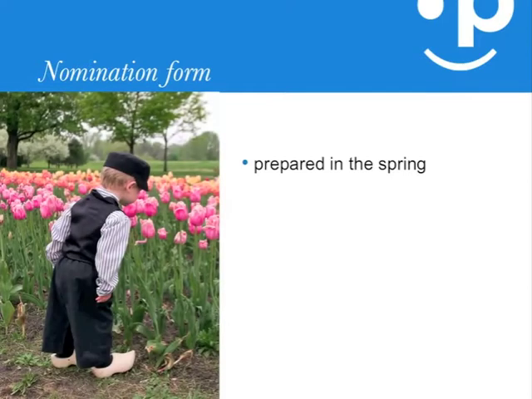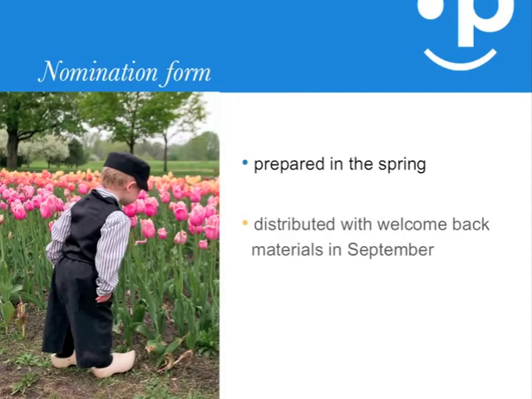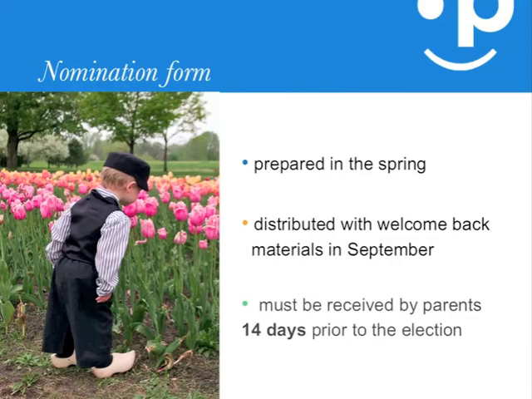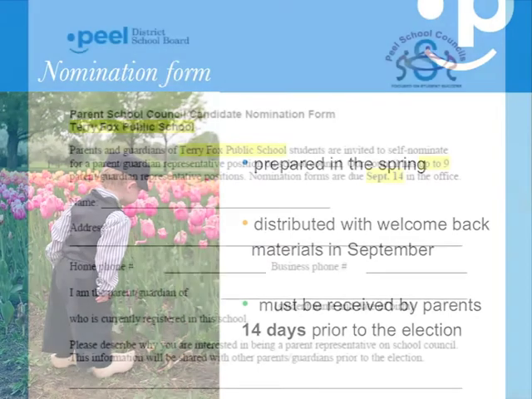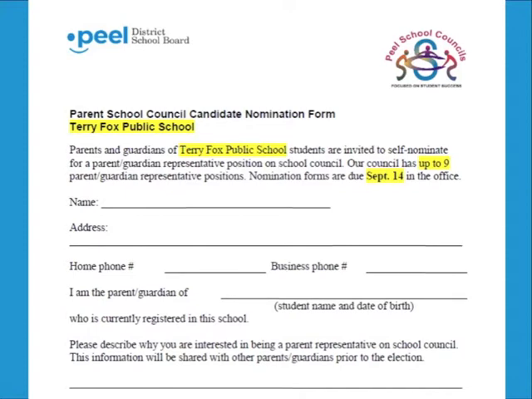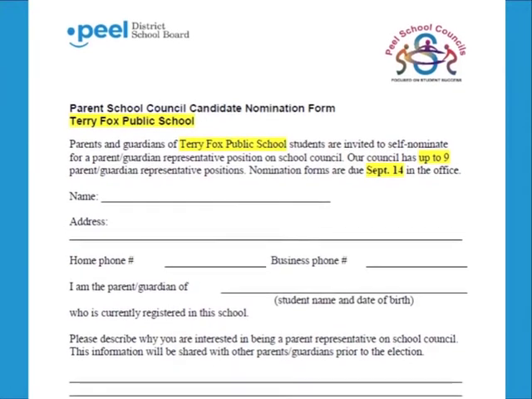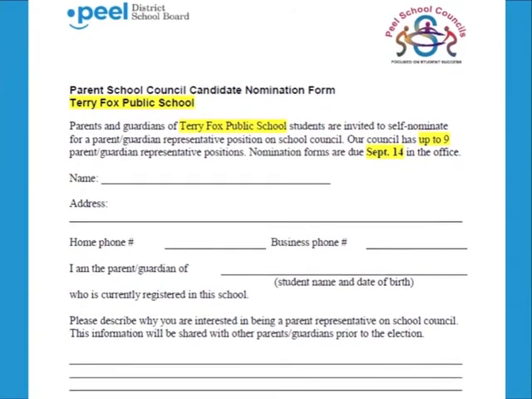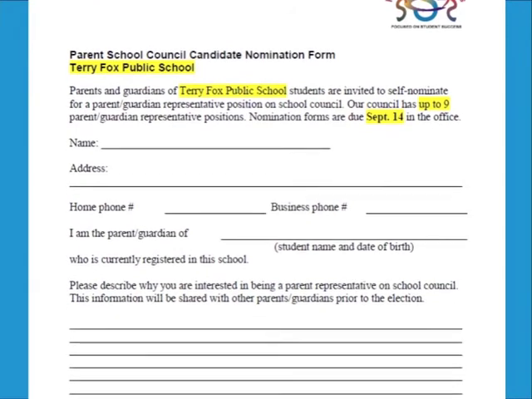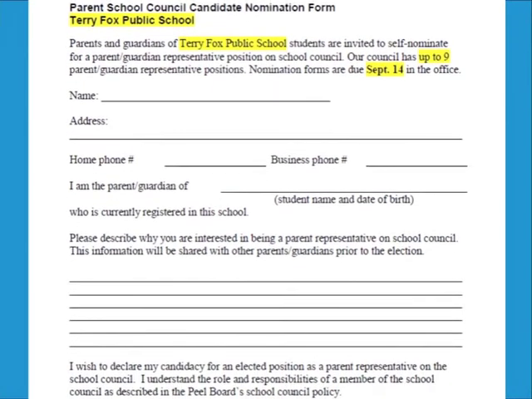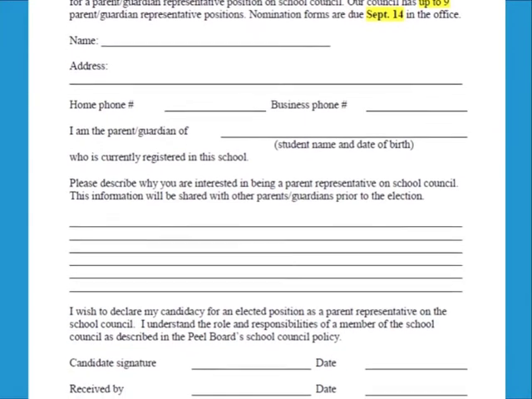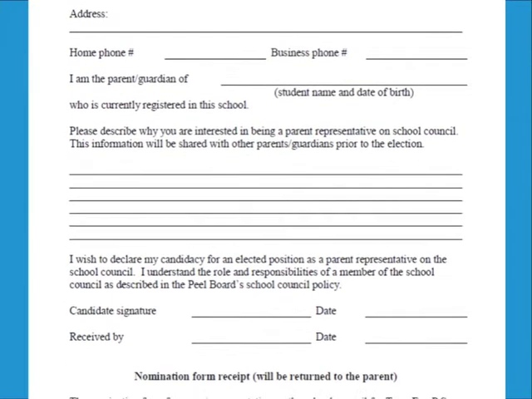It's recommended that these forms be given out with welcome back materials in September, and they must be distributed at least 14 days prior to the election. Here's a sample nomination form. The form should tell parents the date of the election, who's eligible to run, the number of positions available, the date that they'll need to return the completed nomination form by, and any other background information about the council.